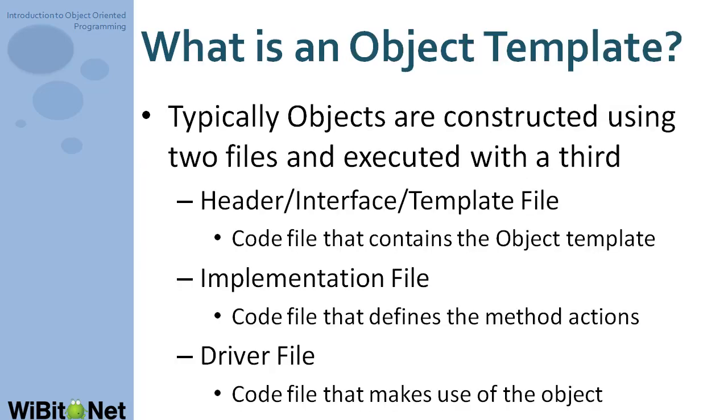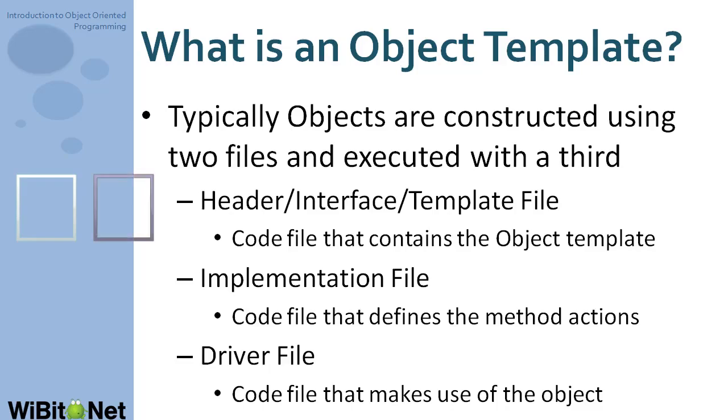Yeah, and typically, objects are constructed using 2 files and executed with a third, which we've sort of seen already with the DLL programming. So we have a header file, also known as an interface or a template file, and this basically contains the object template. So what to expect the object to be, sort of.